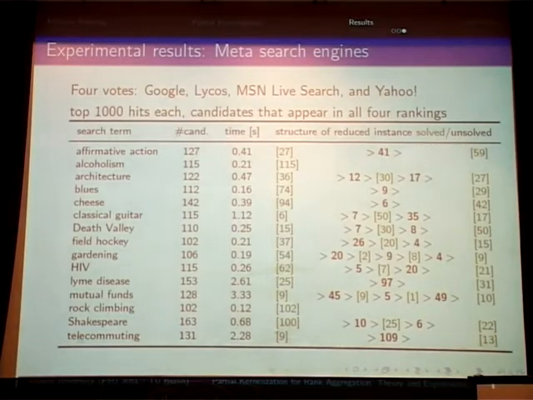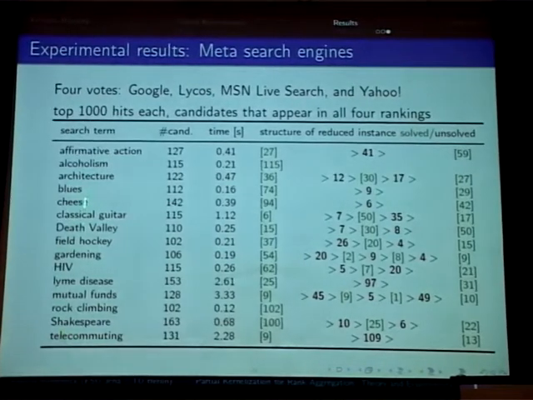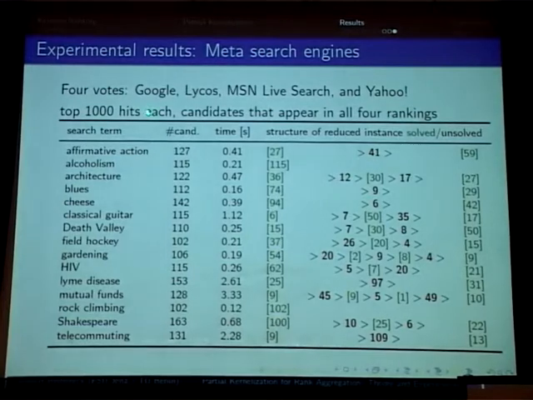Here we finally simulated the task of meta search engines, and therefore we used the engines Google, Lycos, MSN Live Search, and Yahoo. And we asked for these search terms and took the first 1,000 hits for each. And then we cut out websites that only appear in a few of them, such that the remaining candidates appear in all four rankings. Then with this, we got instances of sizes about 100 to 160. And then we applied the data reduction rules.